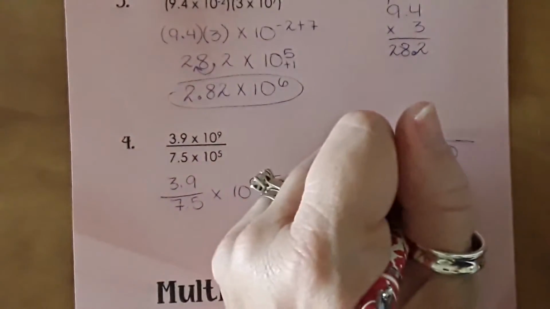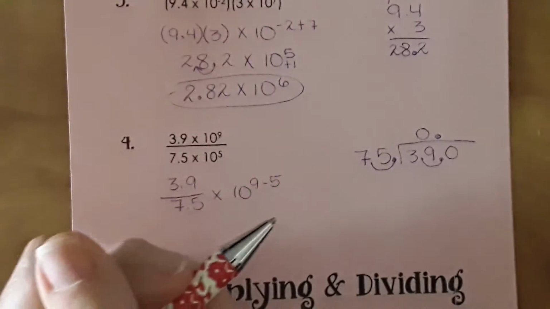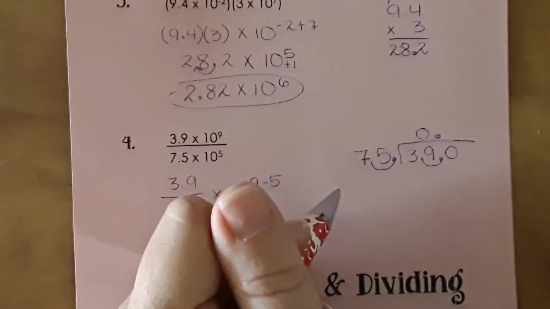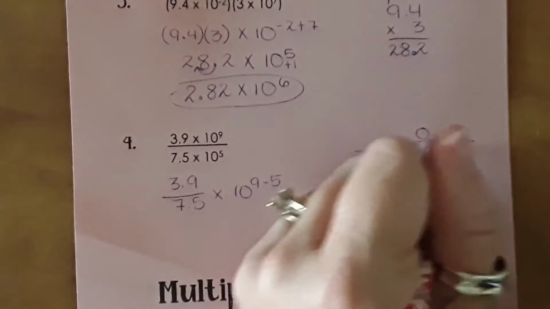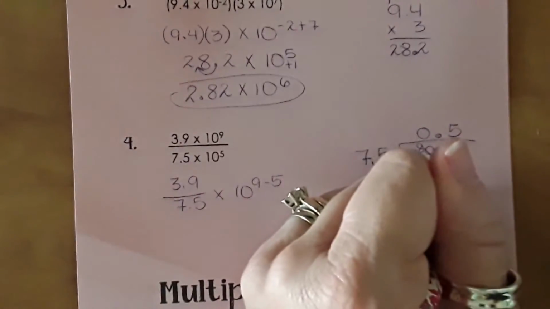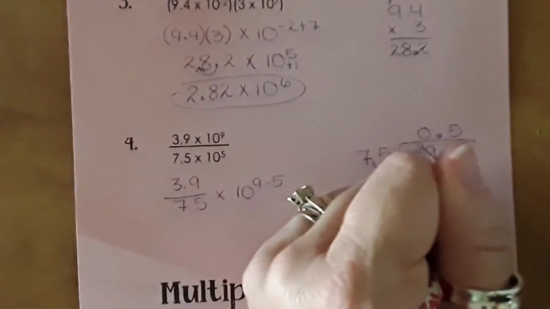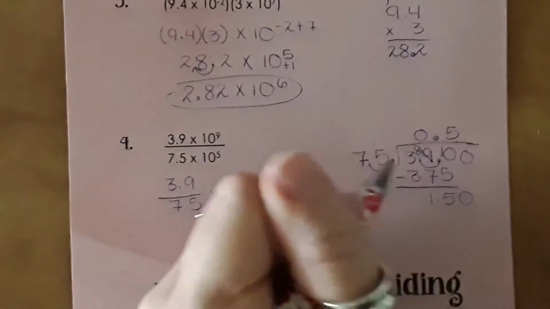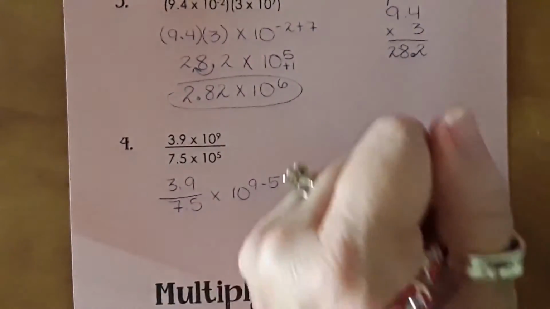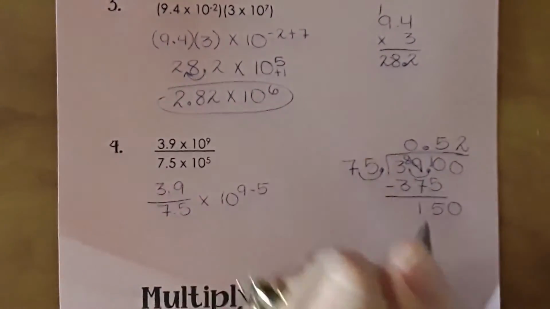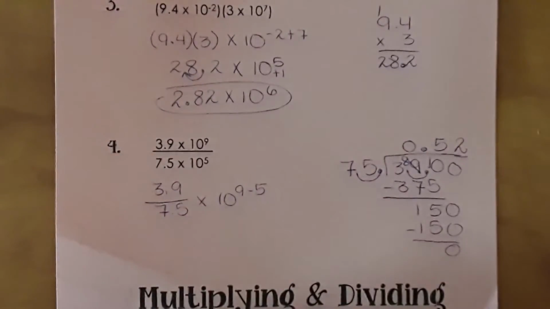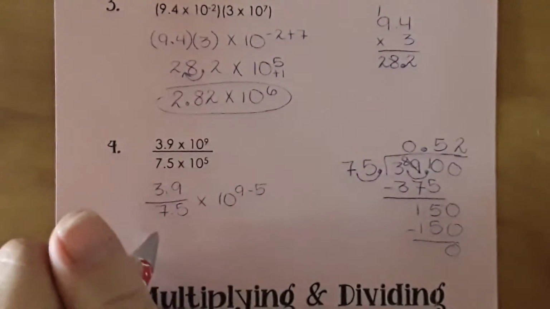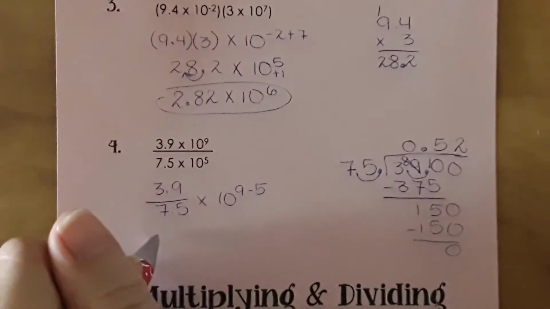I know that 75 cannot go into 39, so I'm going to see how many times does 75 go into 390. It goes 5 times. 5 times 75 is 375. We're going to subtract, borrow 1 from the 9. 10 minus 5 is 5. 8 minus 7 is 1. Add another 0, bring that down. How many times does 75 go into 150? Twice. 75 times 2 is 150. We come up with a 0 as our remainder.